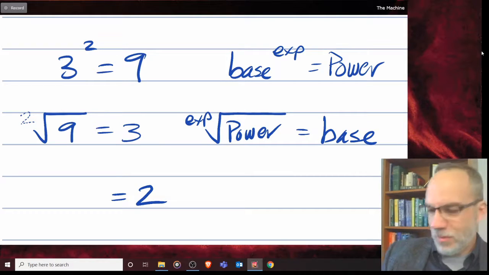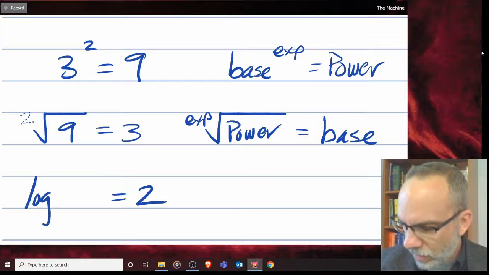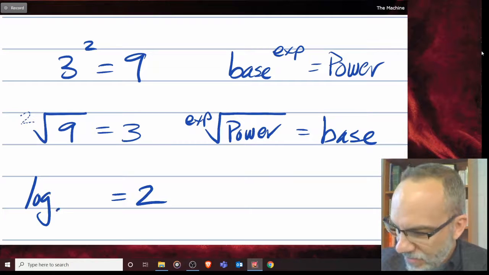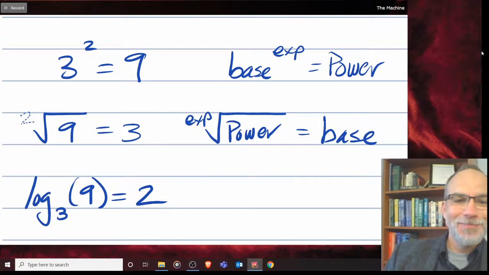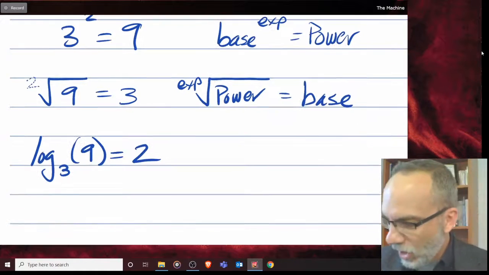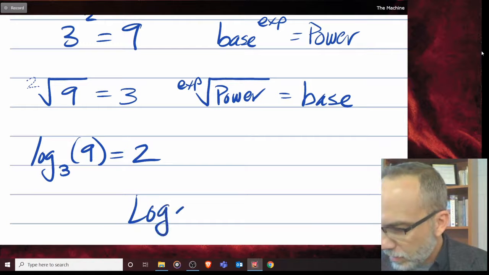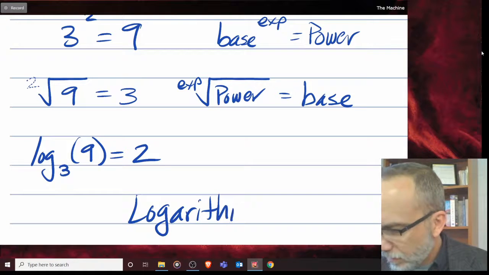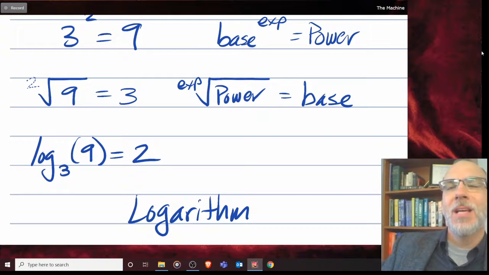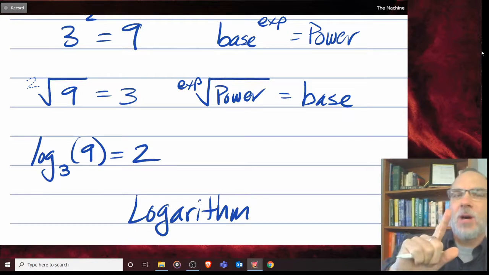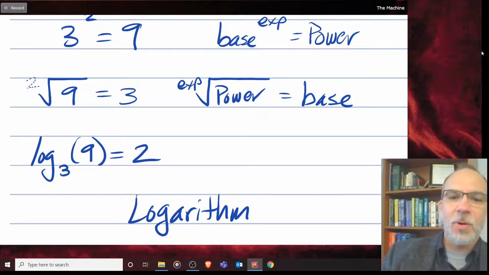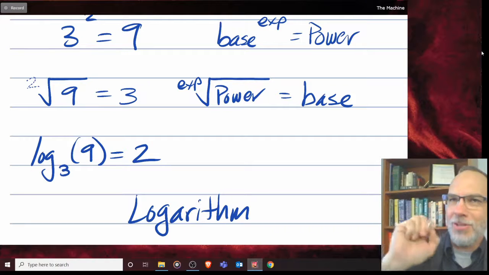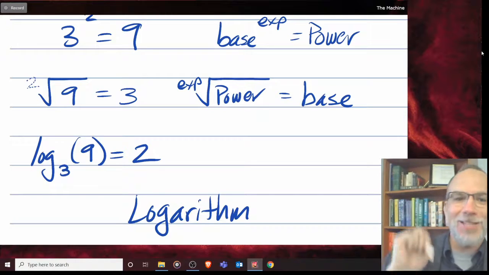It's a logarithm. Log base 3 of 9 is equal to 2. Ta-da! Okay, logarithm. An exponent asks what's the power. A root asks what's the base. A logarithm asks what's the exponent. And in fact, I've got a poster on the wall. I'm looking at it right now. It says a logarithm asks what's the exponent.